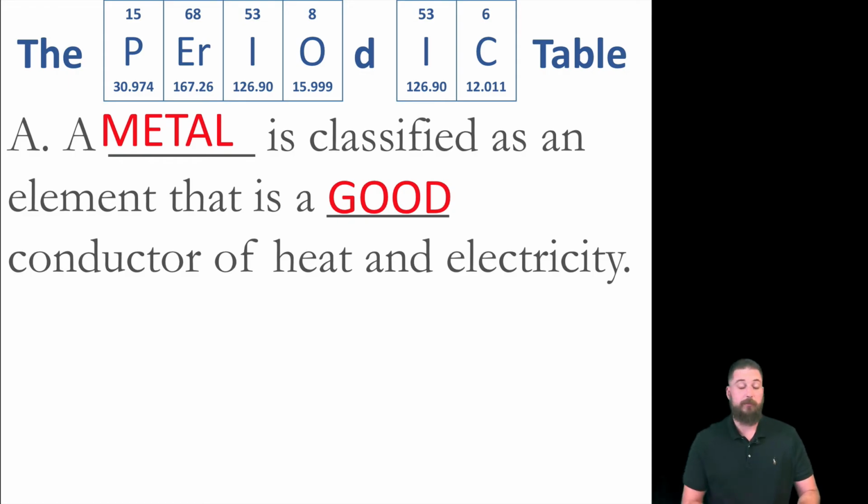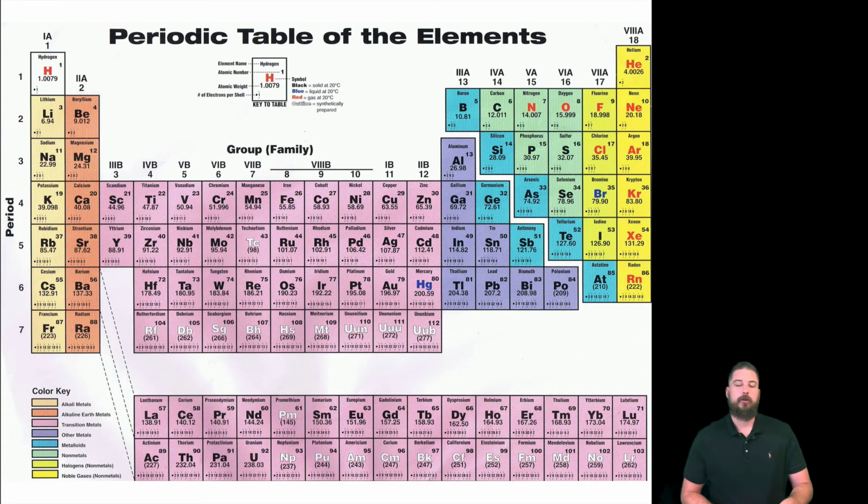Now let's talk about metals and nonmetals. All right, so a metal is classified as an element that is a good conductor of heat and electricity. So metals can conduct electricity and they conduct heat very well. It's why we use metal to create pans that we cook with. Now, if you take a look at the periodic table on the right there, you'll see those teal elements, and you'll see what is called the staircase. And the staircase is what divides the metals from the nonmetals. Everything to the left of the staircase is a metal. Everything to the right of the staircase is a nonmetal.